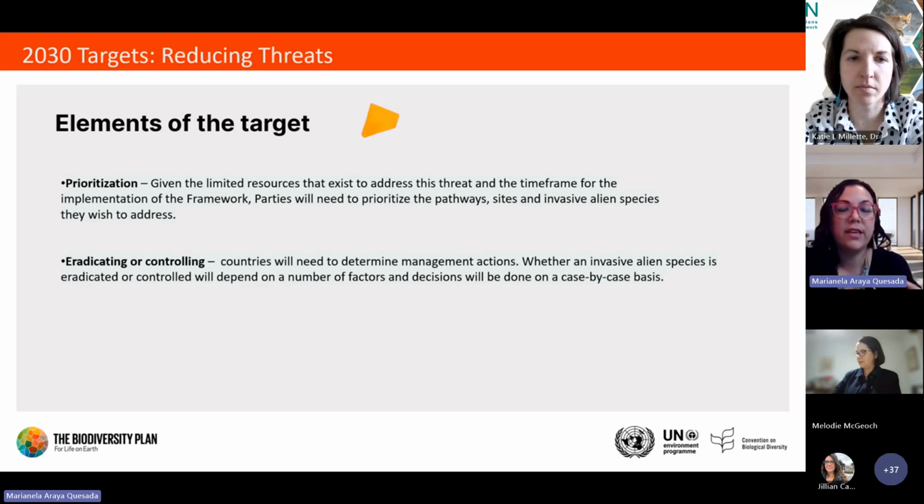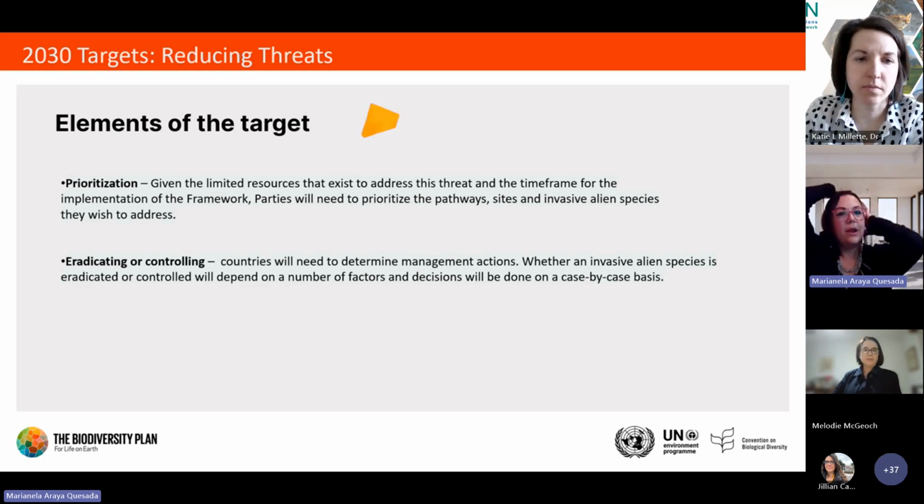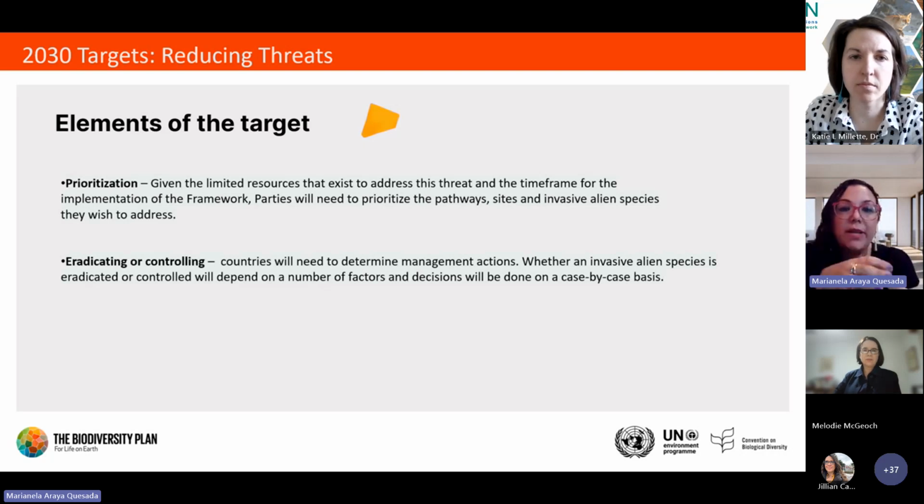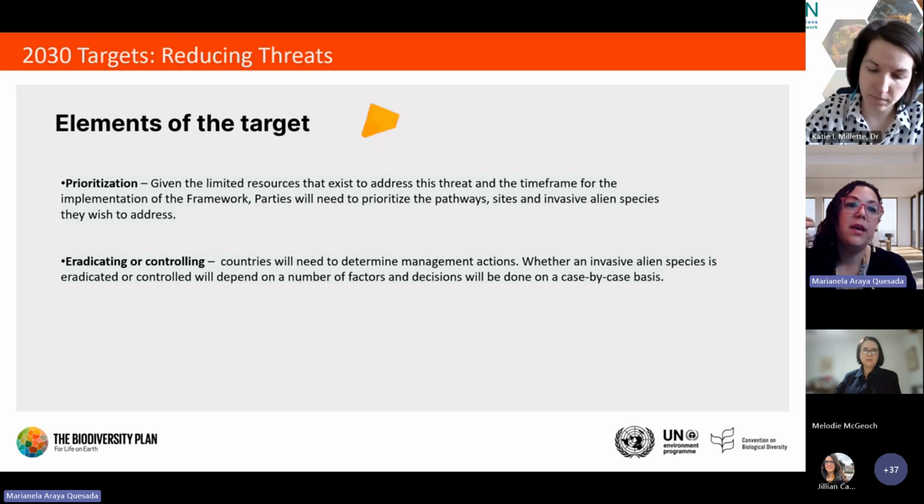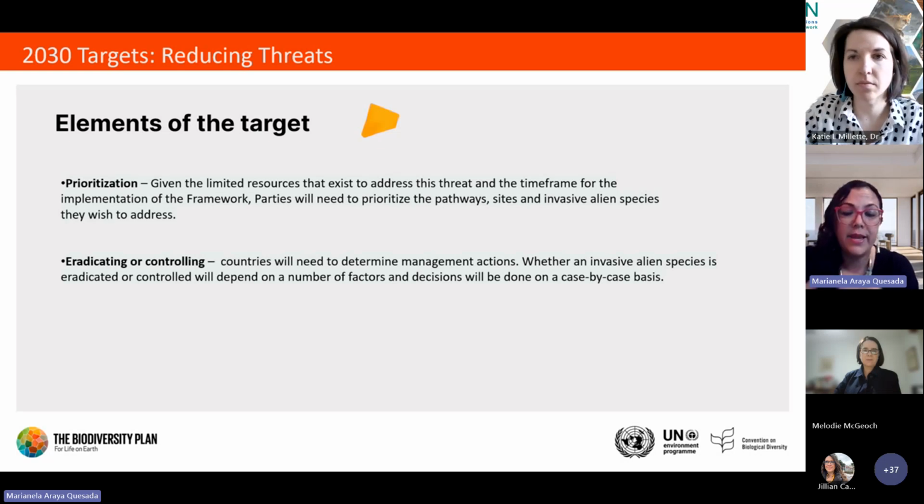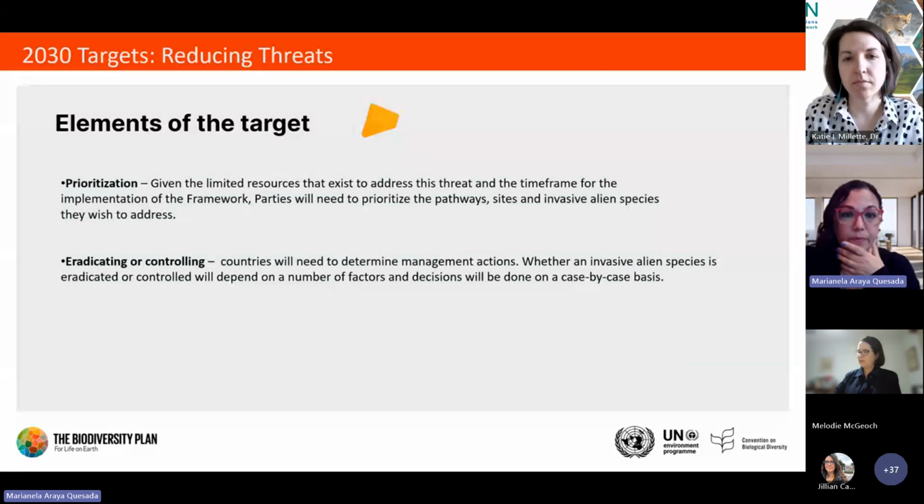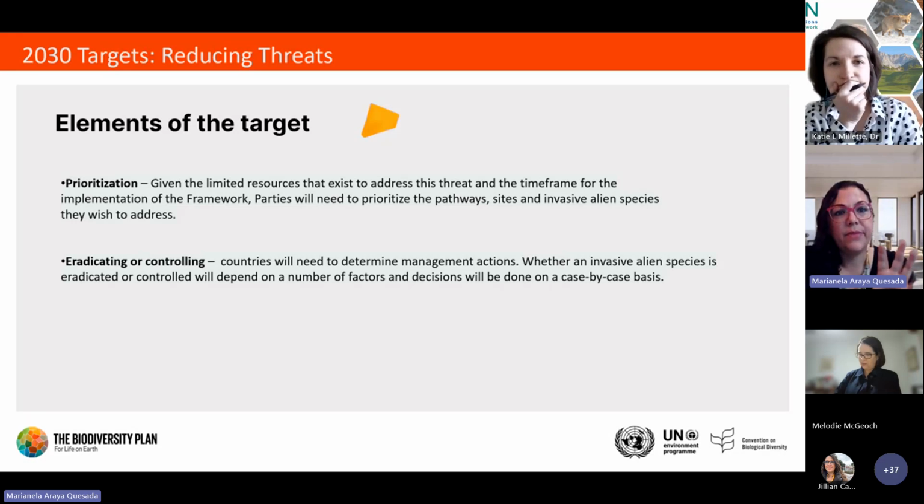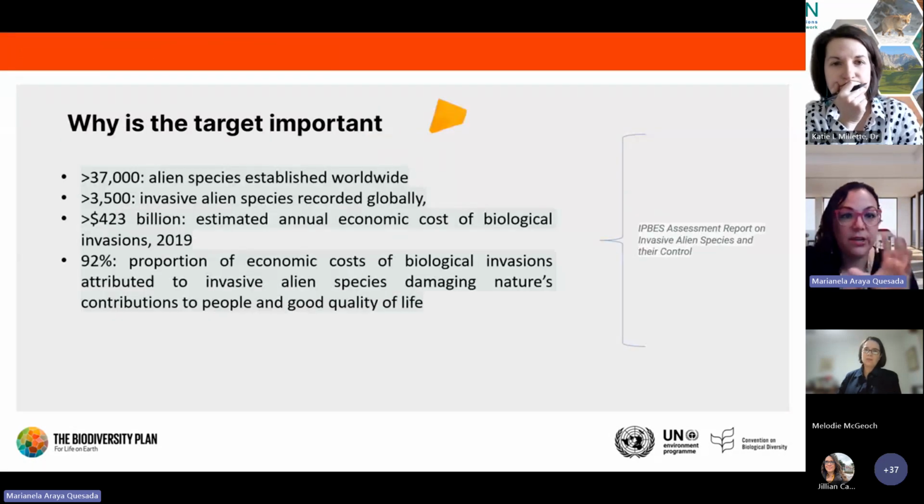So prioritization is key for target 6. And then also we have eradicating or controlling, and countries will need to determine management actions. Whether an invasive alien species is going to be eradicated or controlled will depend on a number of factors, and that decision will be done on a case-by-case basis by the countries. So these are pretty much the elements of target 6.